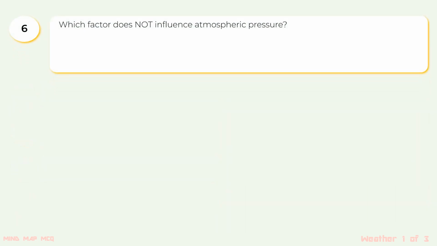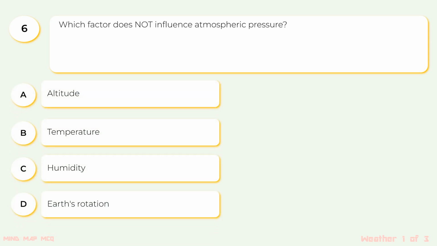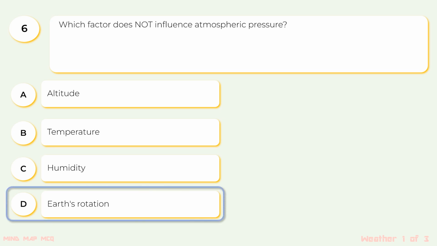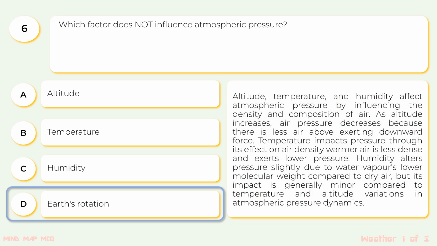6. Which factor does not influence the atmospheric pressure? The options are A. Altitude, B. Temperature, C. Humidity, D. Earth's rotation. The correct option is D. Earth's rotation. Altitude, temperature and humidity affect atmospheric pressure by influencing the density and composition of air.